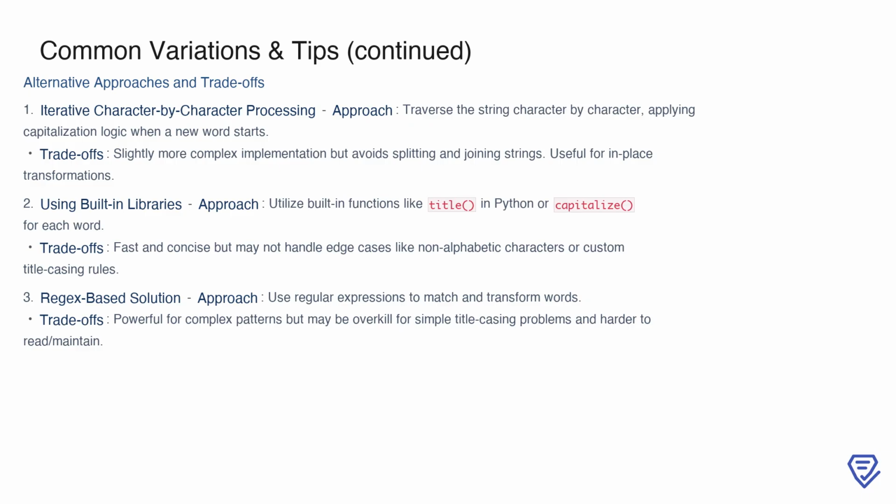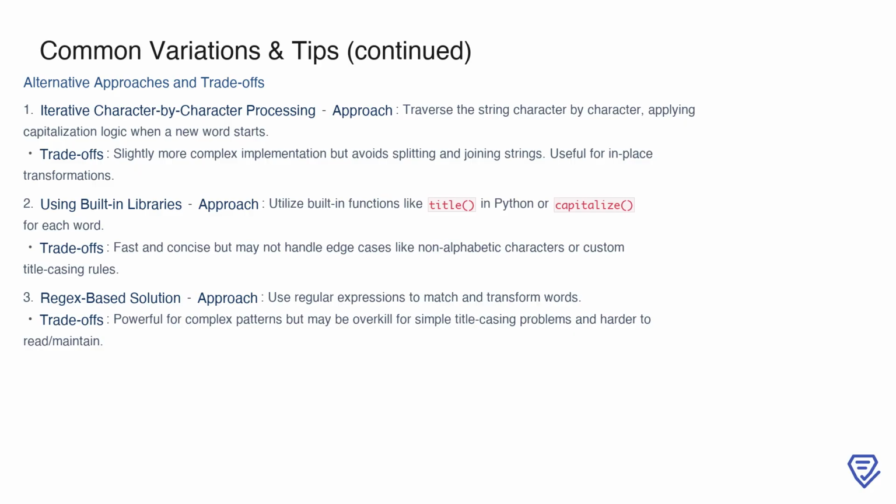For tackling this problem, there are several alternative approaches, each with its own trade-offs. One option is iterative character-by-character processing. Here, you traverse the string manually, applying capitalization logic when you detect the start of a new word. While this avoids splitting and joining strings, it can lead to a more complex implementation and is best suited for in-place transformations.